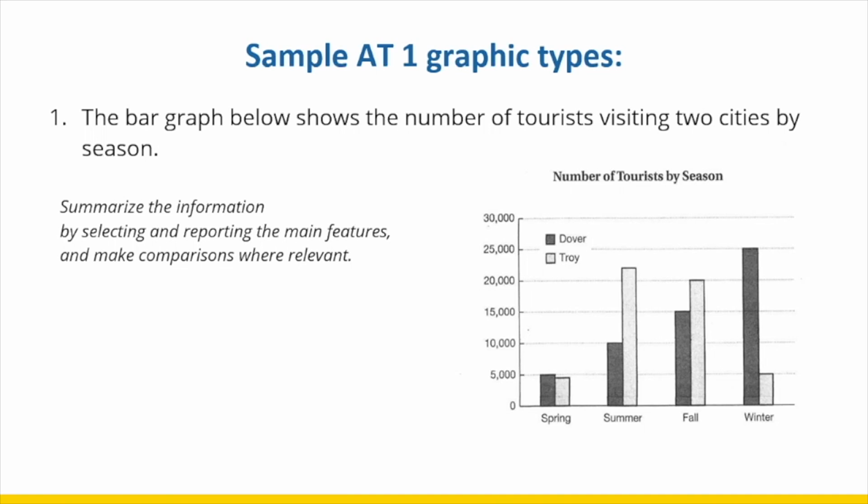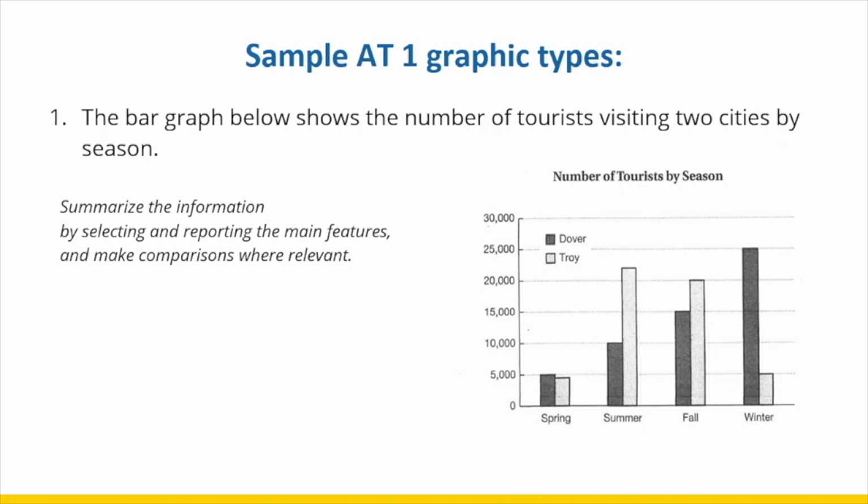And here we also have a requirement that will always ask you to do the same thing: to summarize the information by selecting and reporting the main features and make comparison where relevant. So you have to make sure you summarize the most important information in the graphic you see. So here we have a bar chart, and you're only going to select and report the most important details and make comparison between them. So here, for example, we have number of tourists by season, and we have two cities.